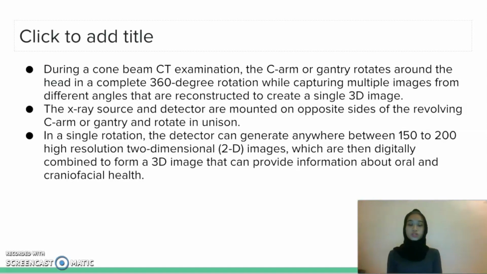During a cone beam CT examination, the C-arm or gantry rotates around the head in a complete 360 degrees rotation while capturing multiple images from different angles that are reconstructed to create a single 3D image. The X-ray source and detector are mounted on opposite sides of the revolving C-arm or gantry and rotate in unison. In a single rotation, the detector can generate anywhere between 150 to 200 high-resolution 2D images, which are then digitally combined to form a 3D image that can provide information about oral and craniofacial health.